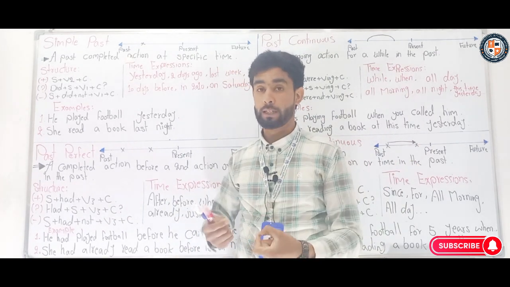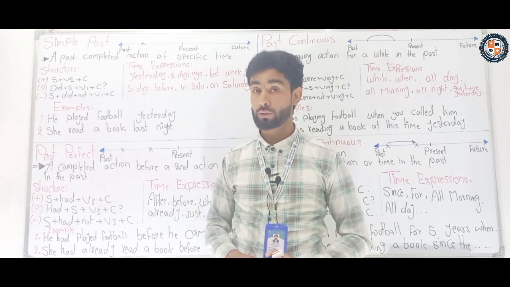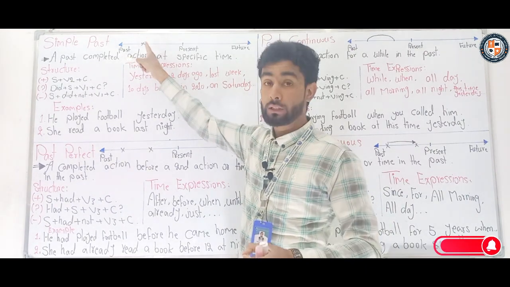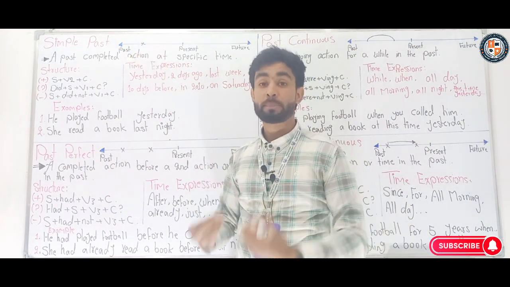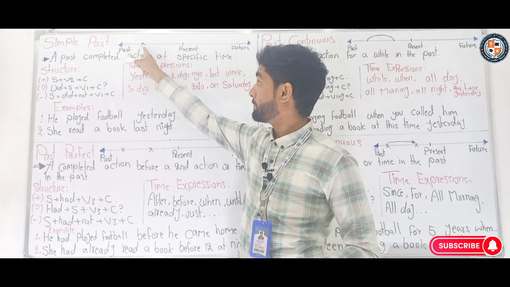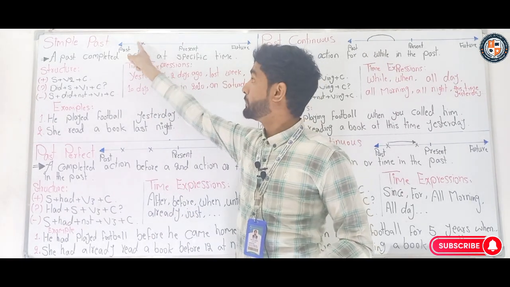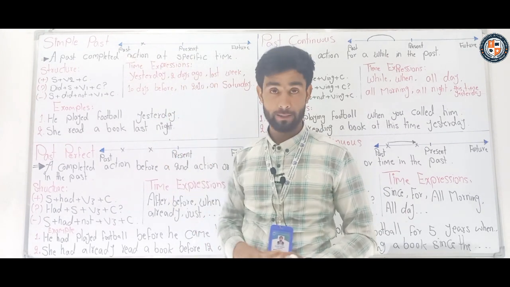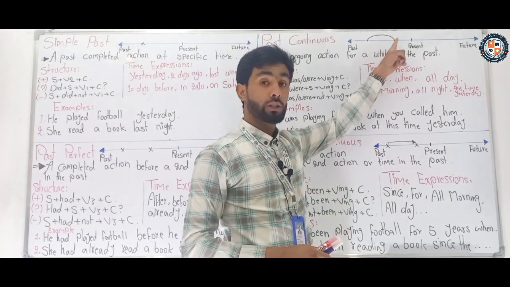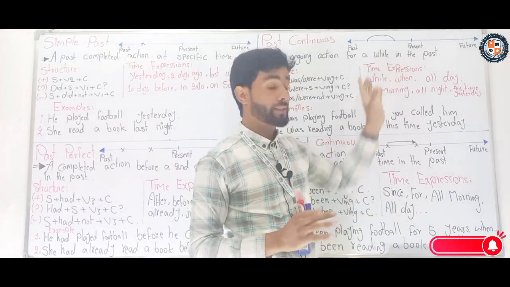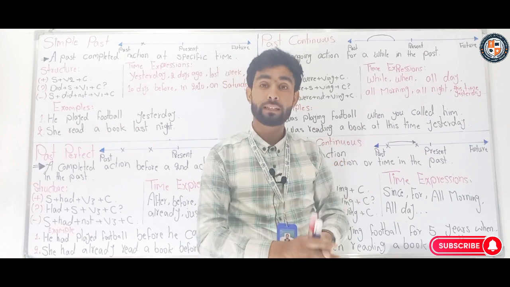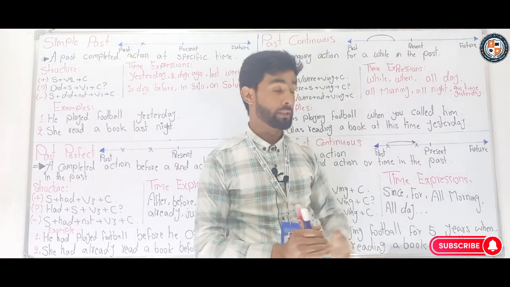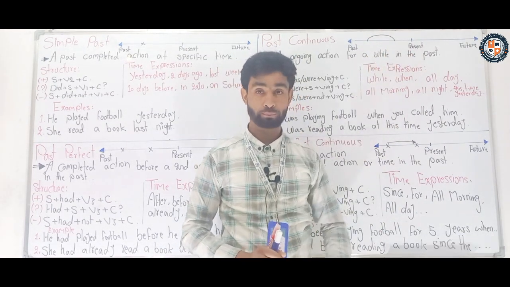Through these timelines, we can understand the concept of these 4 tenses. Simple past tense shows a completed action which was done at a specific time in the past. This is the past simple. It's a completed action. It's only one action that was done at a specific time in the past. Past continuous shows an ongoing action, something which was ongoing for a while in the past. So this action was ongoing for a while in the past. This is called past continuous.